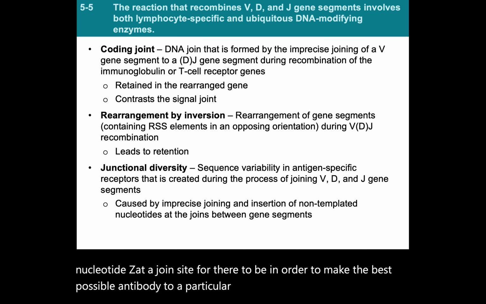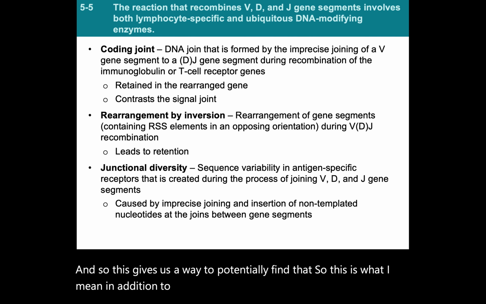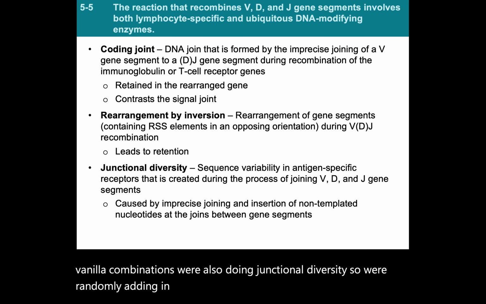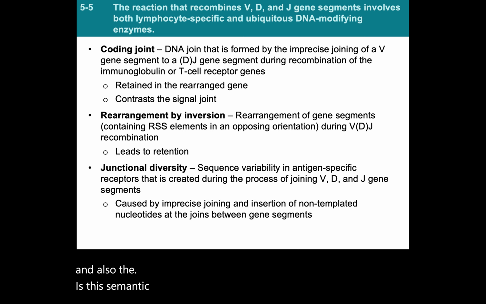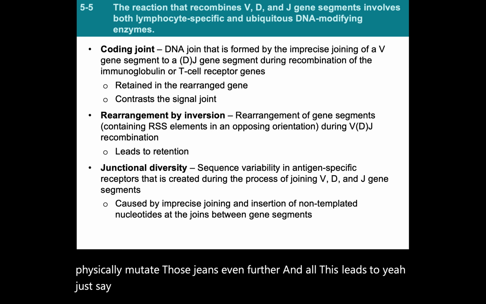And so this gives us a way to potentially find that. So this is what I mean. In addition to all the genes, all those 60 million just straight vanilla combinations, we're also doing junctional diversity, so we're randomly adding and subtracting occasionally at each of the join sites. And also there's this somatic cell hypermutation, where we're just going to go in and physically mutate those genes even further. And all of this leads to a nearly unlimited repertoire of potential things that your antibodies can recognize.